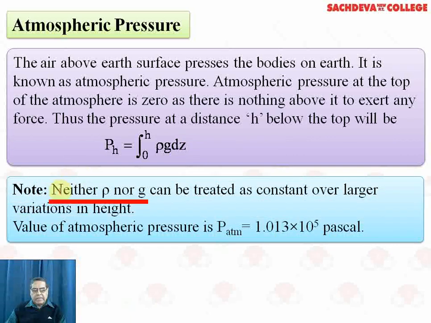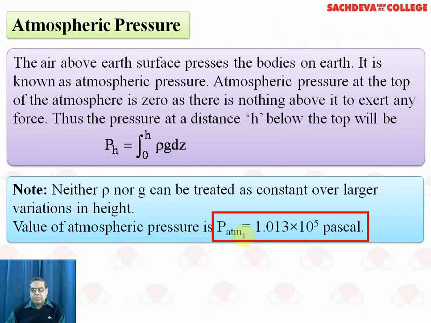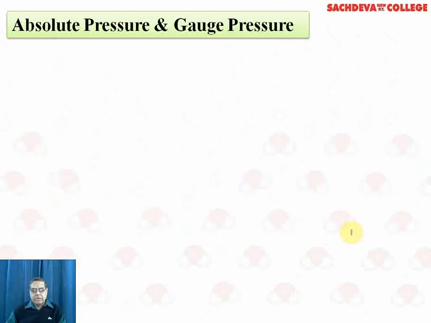Now neither rho nor g can be treated as constant over larger variations in height, because the composition of air will possibly change. The value of the atmosphere, given as 1 atmosphere or atmospheric pressure, is 1.013 × 10^5 Pascal.